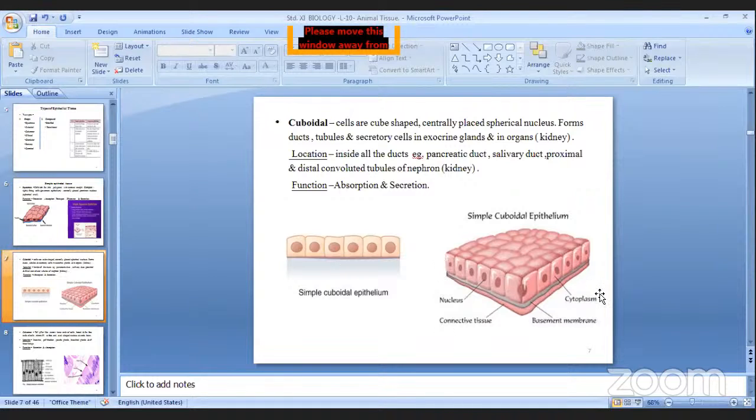Here in the 3D diagram also you can see these are cuboidal cells. This is the basement membrane, looking gray in color, and below that you can see one pinkish line, which is nothing but the connective tissue. Clear? Now the cells are cube shaped with a centrally placed spherical nucleus. They form ducts, tubules, and secretory cells in exocrine glands and in organs like the kidney. The location is inside all the ducts, for example the pancreatic duct, salivary duct, and the proximal and distal convoluted tubules of the nephron in the kidney. The function is absorption and secretion.